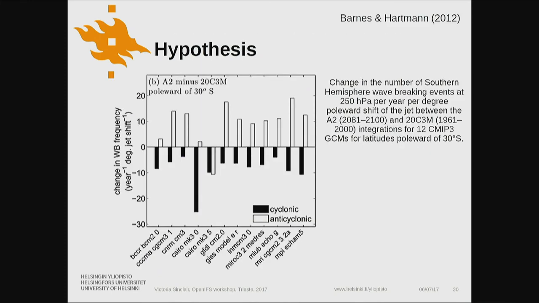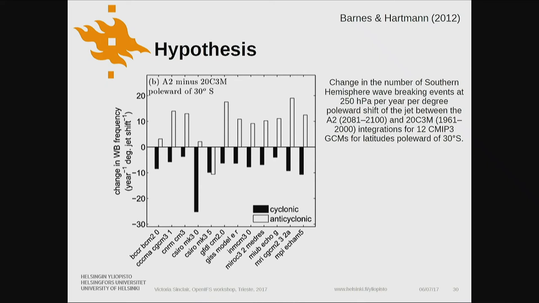These are very new results, I have to say. I'm not sure I fully understand them. But I've been having a think and have a bit of a hypothesis about what might happen with the structure of cyclones in the future climate. This is a paper from Barnes and Hartmann, 2012. They were looking at CMIP3 models, actually, with two different scenarios: one a climate change simulation and one a control.